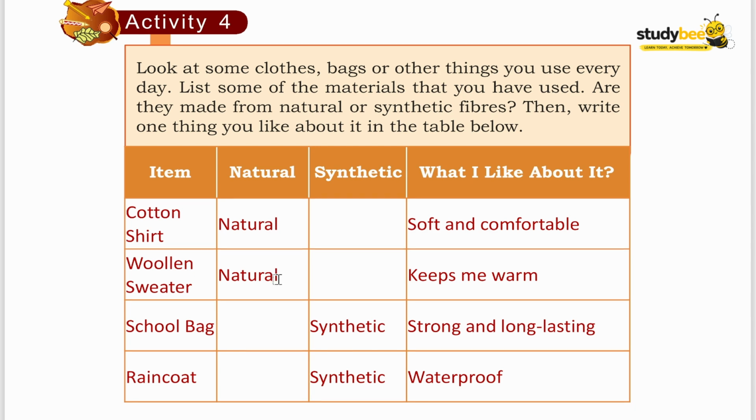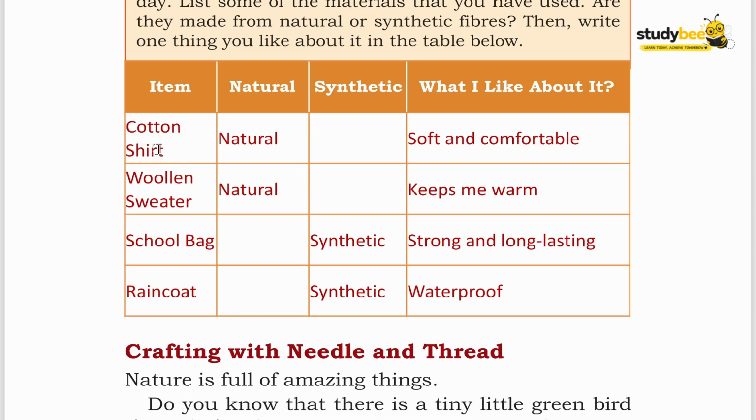Okay, for example, cotton shirt. We all wear cotton dress, right? So is it made from natural or synthetic? It is made from natural material, right? What I like about it, उसके बारे में आपको क्या अच्छा लगता है? It is soft and comfortable, right? Then woolen sweater. Again, woolen sweater is a natural material, and the one thing which I like about it is it keeps me warm.